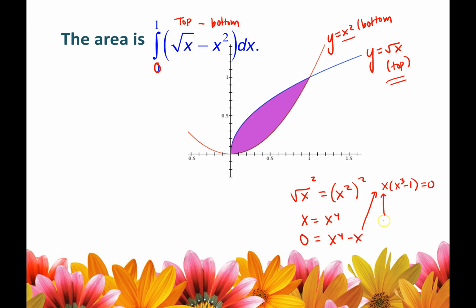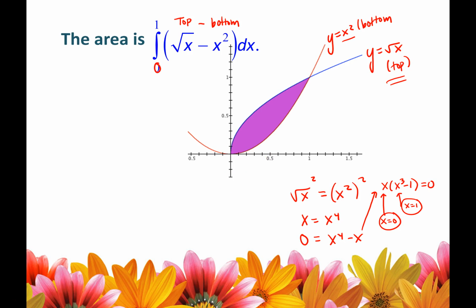So when do we have x equals 0? Well, when this is 0 and when x equals 1, because 1 cubed minus 1 is 0. So you can see that those actually are our intersection points. That does get more complicated for sure, but you can always use your calculator to find intersection points.